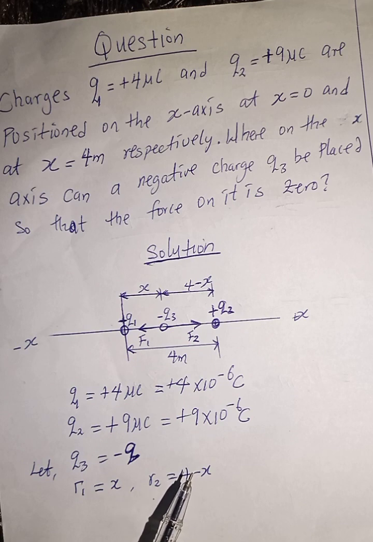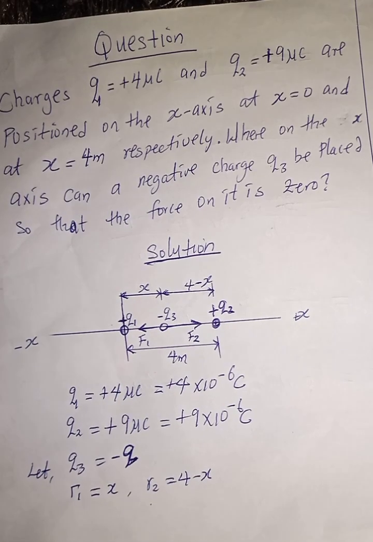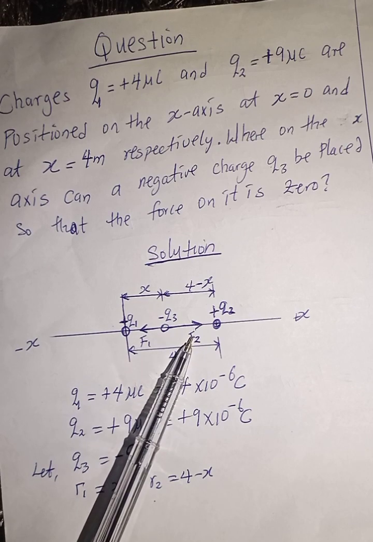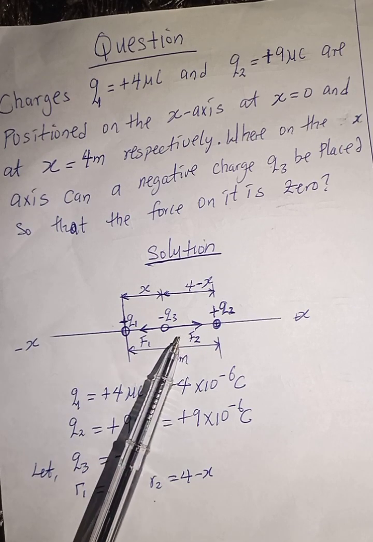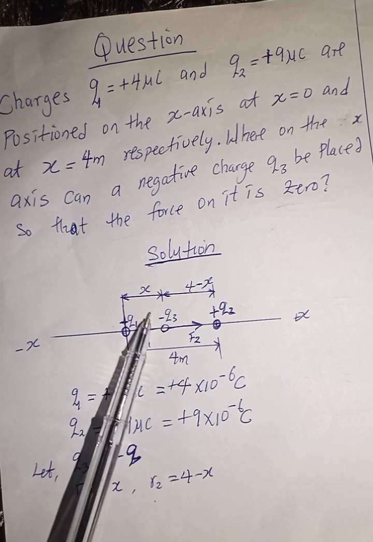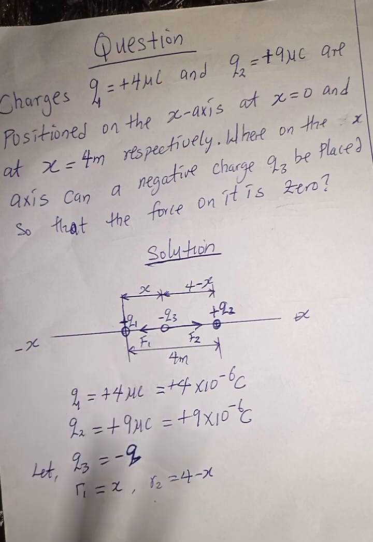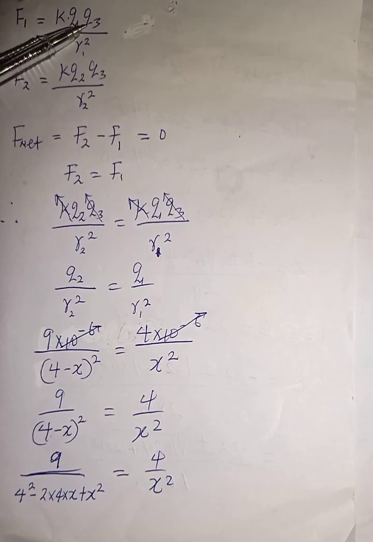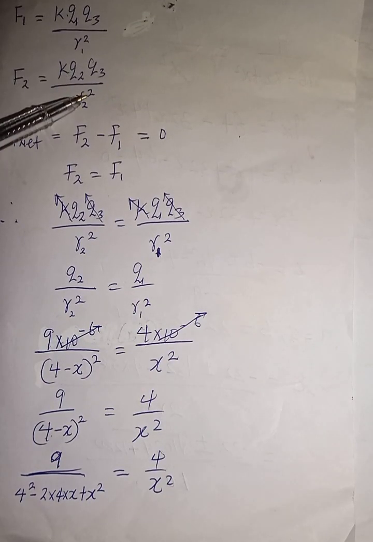So after this, let's see what we are going to have, because we are going to calculate F1 and F2. Now let's calculate both F1 and F2. Take note of this diagram, very important. I already showed you how it was drawn, so take care of it. From here, our F1 will be equal to kQ1Q3 over r1 squared. F2 will be kQ2Q3 over r2 squared.